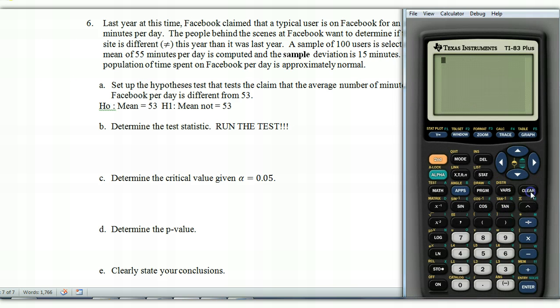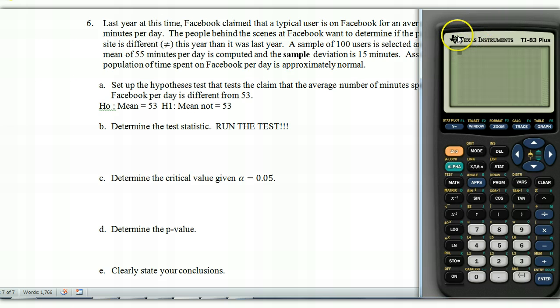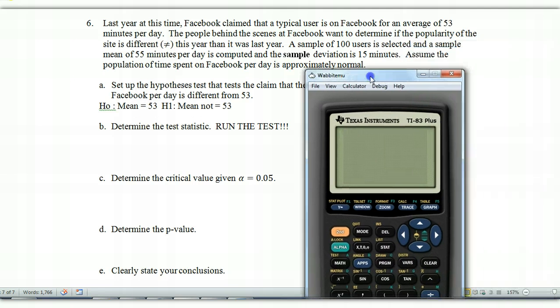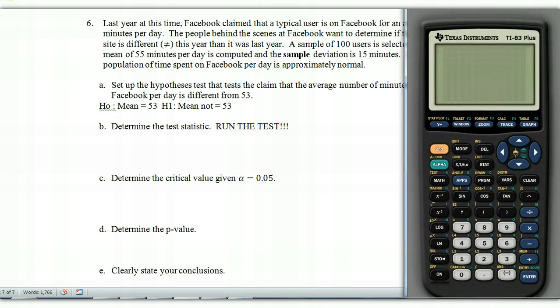Alright, what type of test is this? So you ask yourselves a question. Is this hypothesis test about a proportion? No, it's about means. Alright, so it's Z or T. Do I know the population standard deviation? No. I only know the sample standard deviation. So this is a t-test.